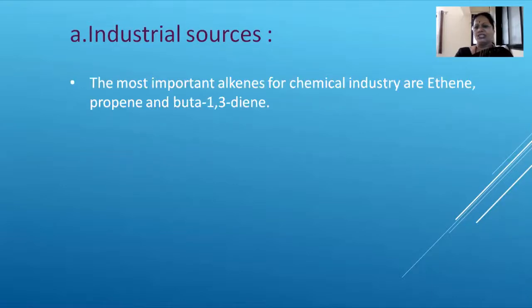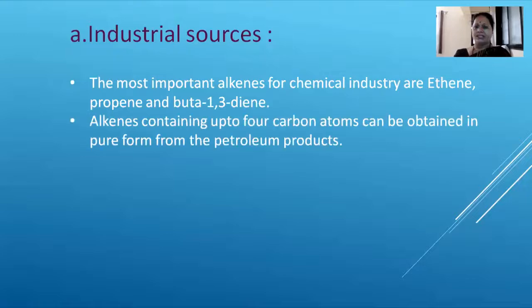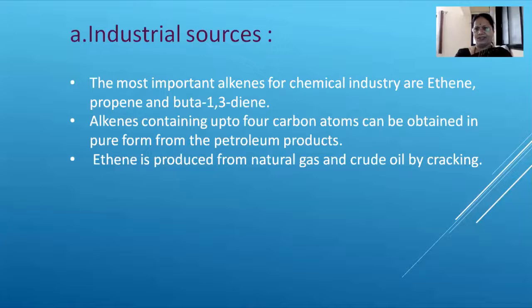The most important alkenes for the chemical industry are ethene, propene, and buta-1,3-diene. These are the industrially important alkenes. So alkenes containing up to 4 carbon atoms can be obtained in pure form from petroleum products. Okay. Ethene is produced from natural gas and crude oil by the cracking process.